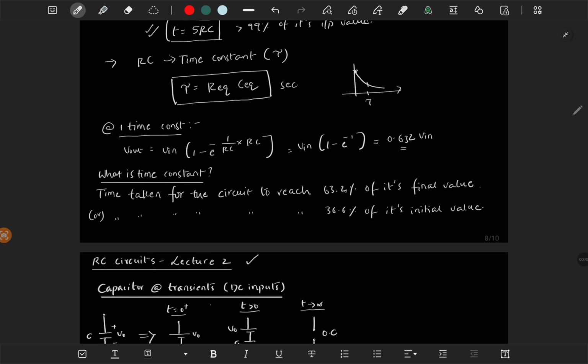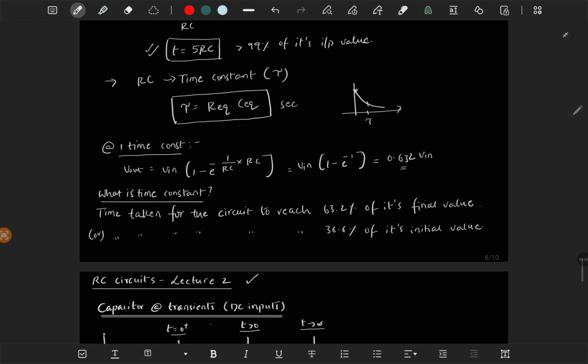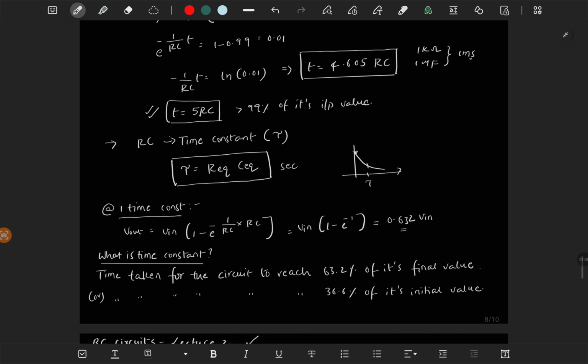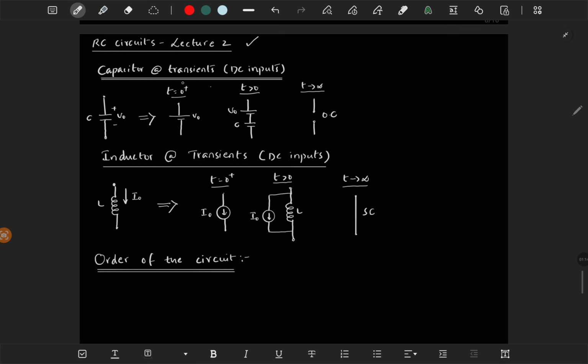One is the time taken for the circuit to reach 63.2% of its final value, and another one is the time taken for the circuit to reach 36.8% of its initial value. And we have seen that for a series RC circuit, the time constant is the multiplication of R and C. We haven't seen it for the RL circuit, and we will see that today. So we will cover the basics of capacitor and inductor just to refresh again.